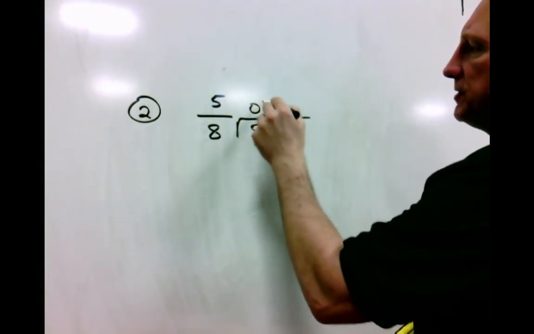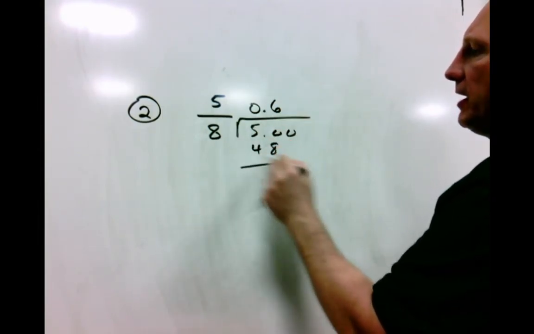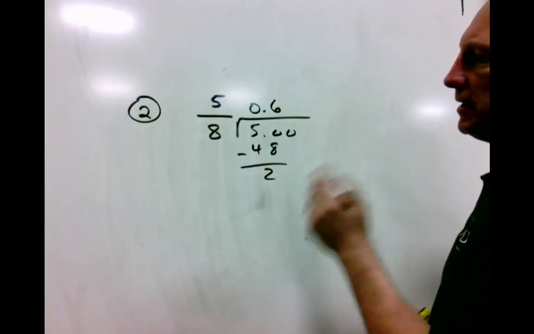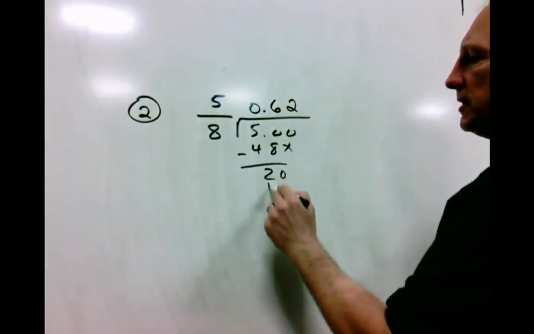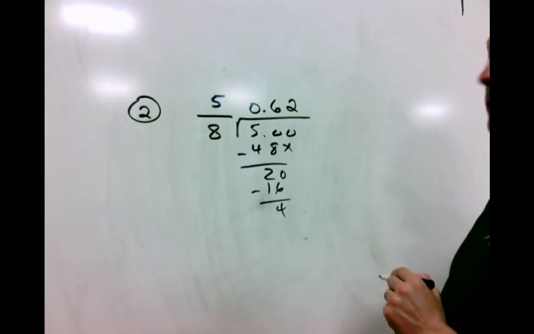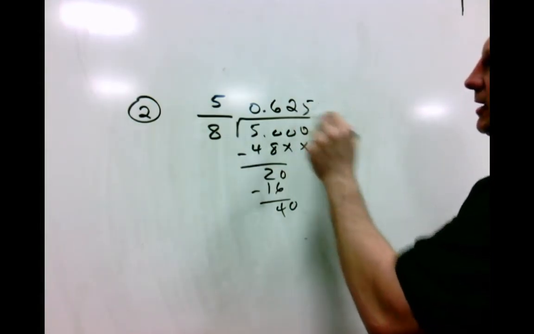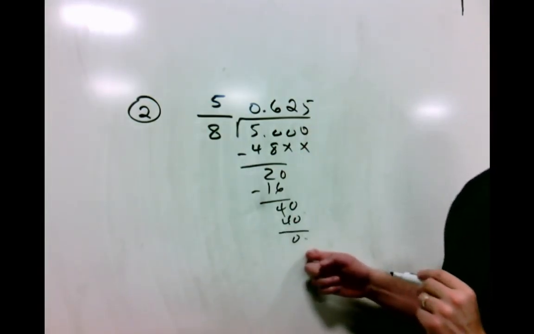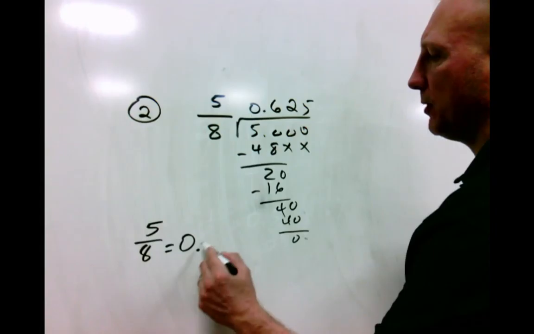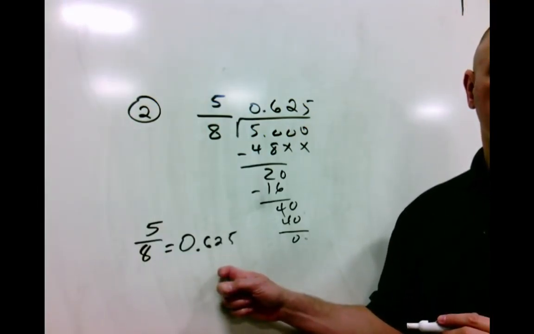8 into 5, 0. 8 into 50 goes 6 times. We get 48. We subtract, we get 2. So now we got to keep going. Bring down the 0. Goes in 2 times. Get 16. Subtract, we get 4. Keep going with another 0, and we finally get to the end where it stops, and I get 0 as a remainder. So I got 5 over 8 equals 0.625. So that's my decimal, 0.625.